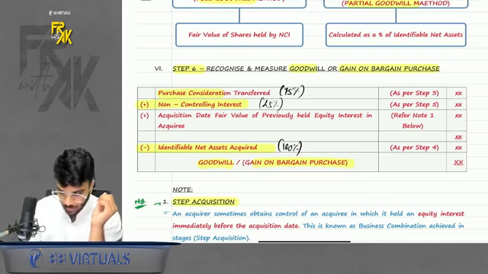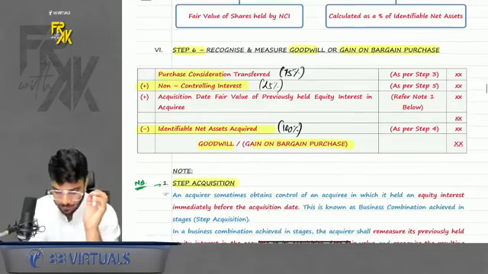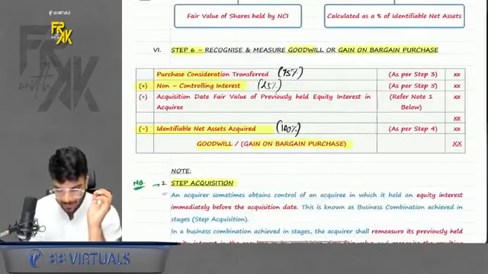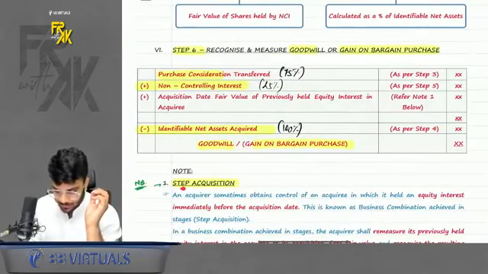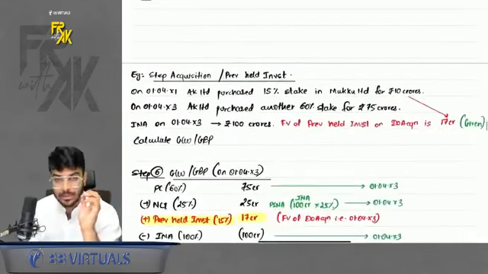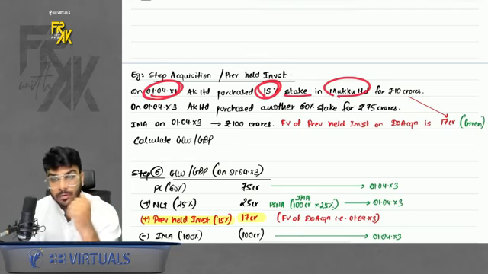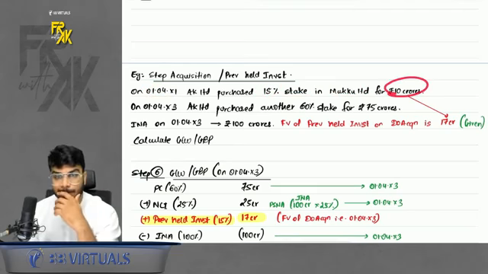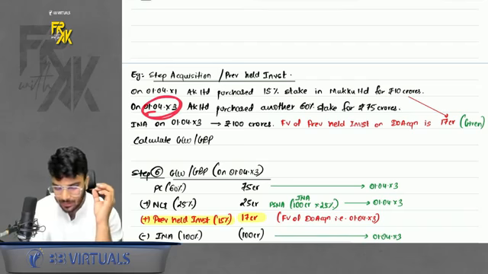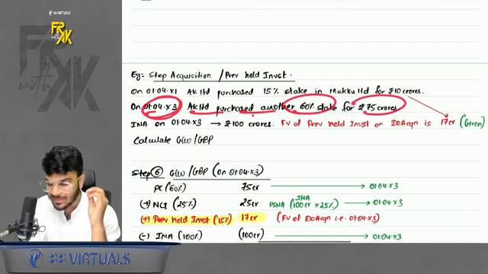Now, please remember that there can also be a case of step acquisition. What is the meaning of step acquisition? Let's understand with the help of one example. Let's say on 1st April 11, AK Limited purchased a 15% stake in Mukku Limited for 10 crores. On 1st April 13, AK purchased another 60% for 75 crores.